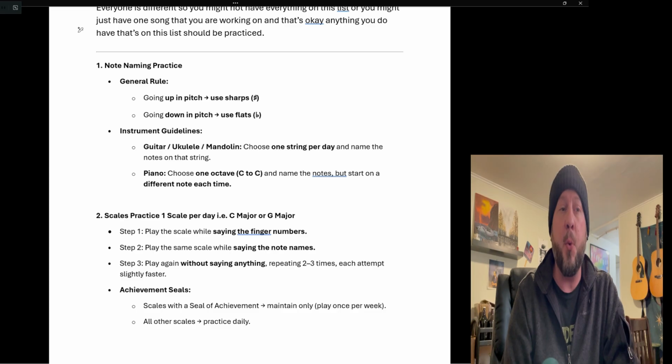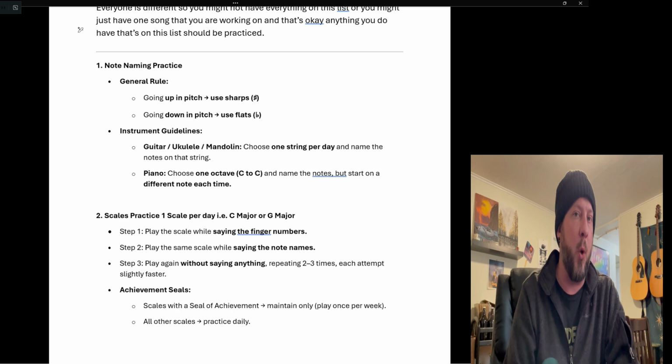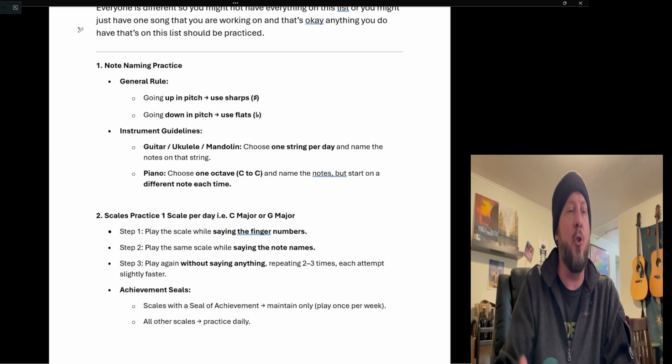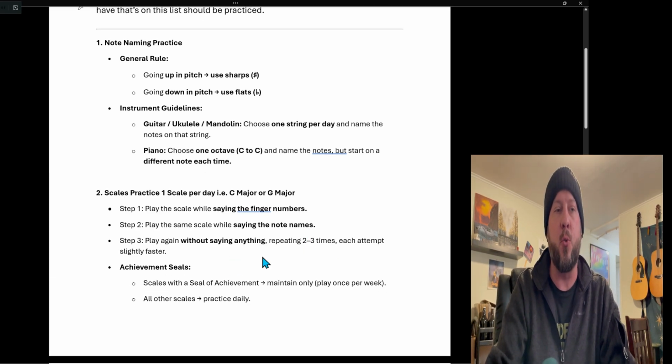So A, B, C, D, E, F, G. Then on step 3, you're going to go ahead and play that again without saying anything at all. You're going to try to repeat that 2 to 3 times. But each attempt that you make, try to get a little bit quicker, right? Start out slow, and then try to get a little bit quicker on each attempt that you make, right? So let's go on ahead and take a look at this real quick.